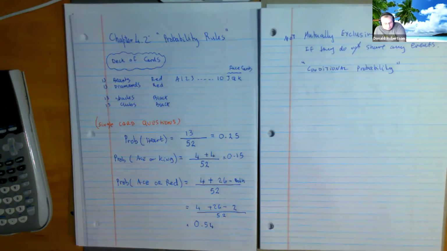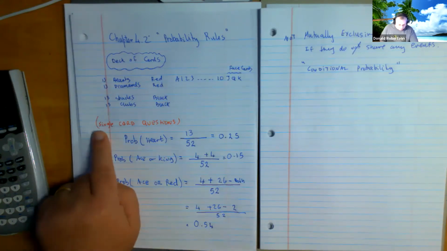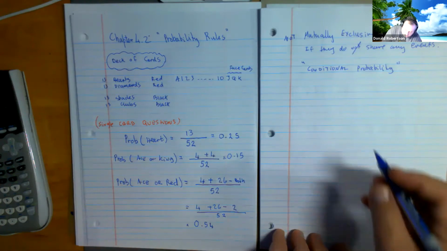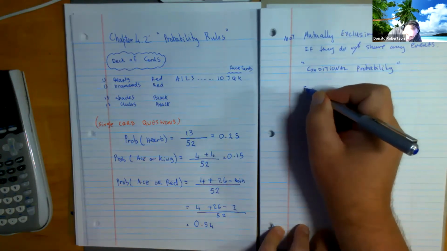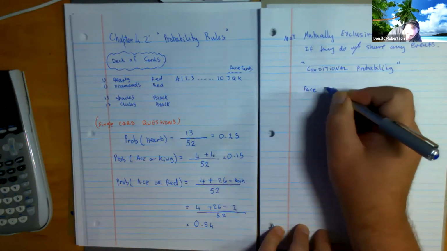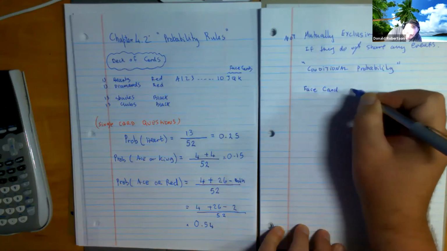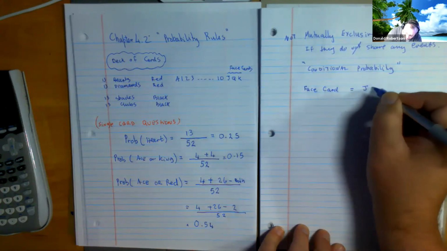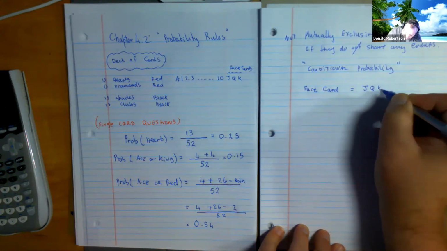So conditional probability is basically if you know something is true, if you've got an extra bit of information, it can change the probability of an event happening. And so, again, we're still on a single card question. I'm going to do this version again.